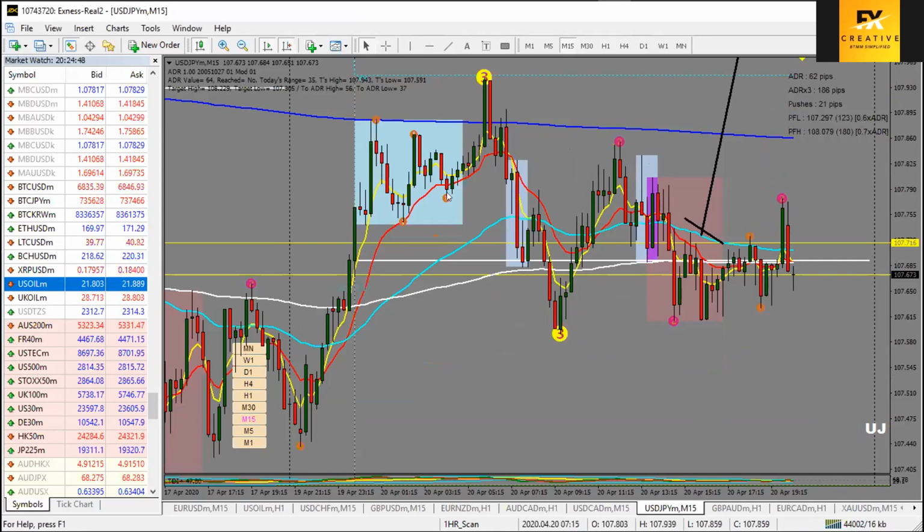Here is another one, USDJPY. Unfortunately, this one is still playing around there, but definitely I could have taken it right there. It's still around that area. It hasn't moved much, but I'm still expecting a move to the upside.